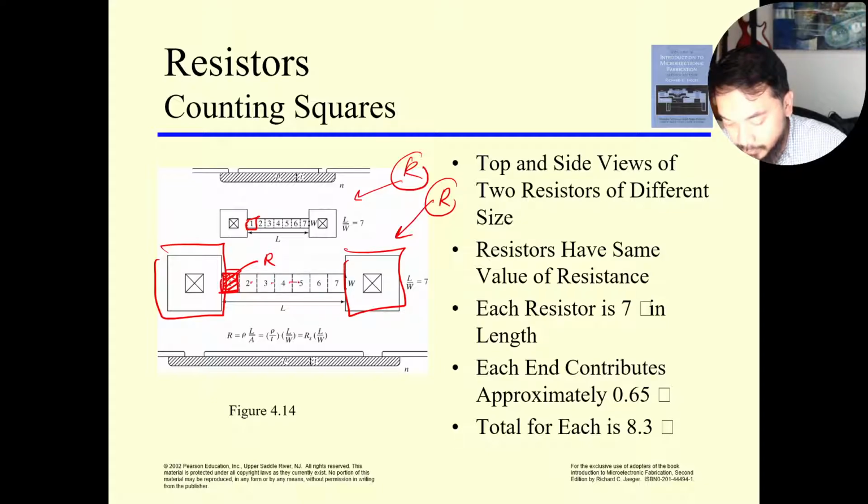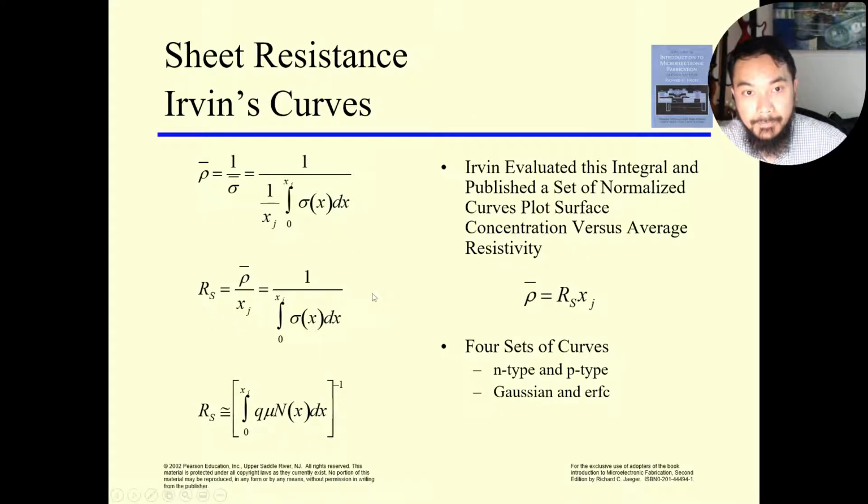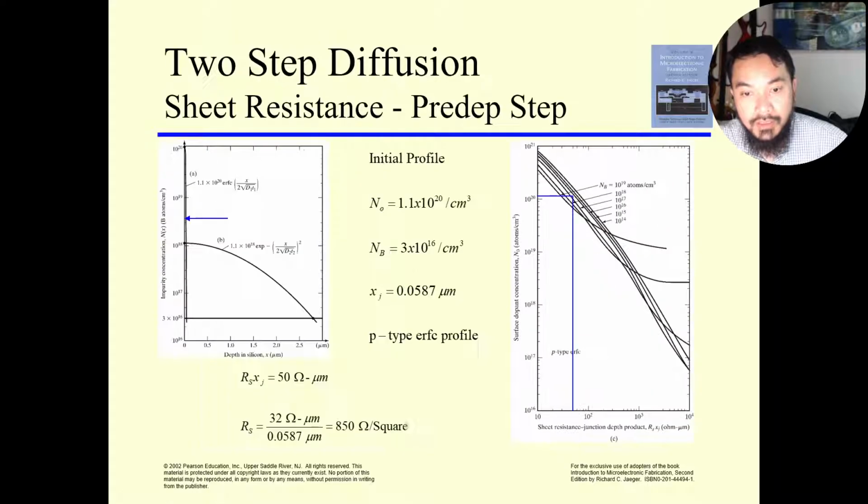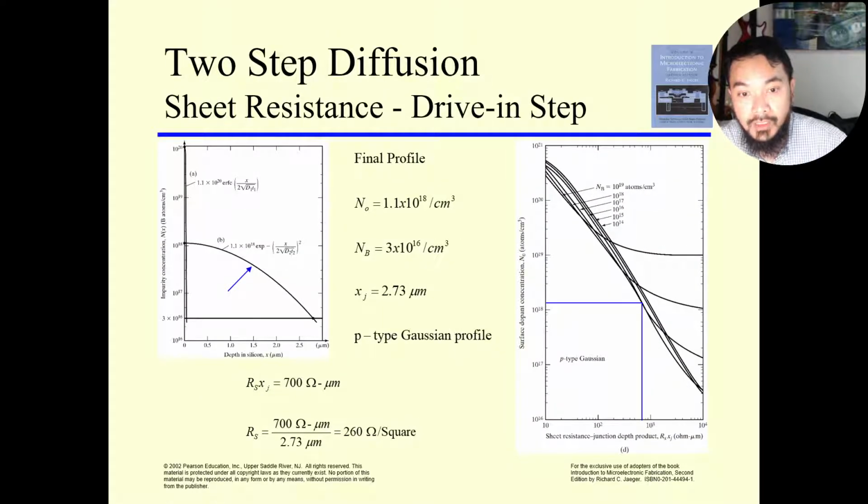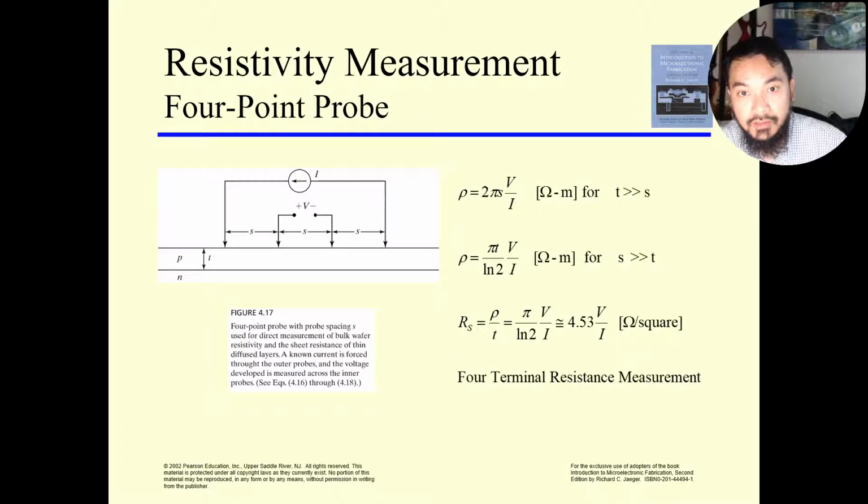So if you have the same amount of squares, regardless of the size, then the value of total R is the same. The total for each, the big one and the small one, is 8.3, because you have 7 squares in the middle, and then the ends will contribute another 1.3 squares. Well, I guess that's all the important things that you need to know. The rest you can just read through and understand.